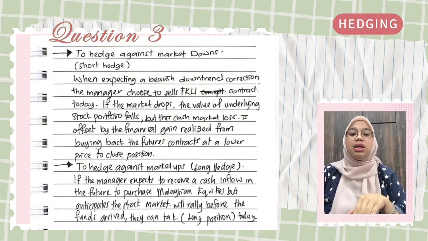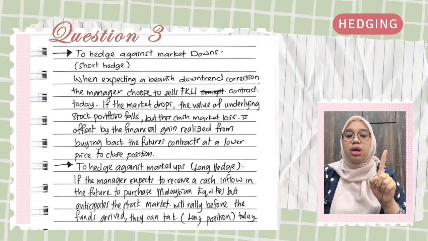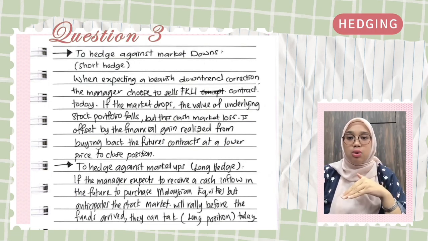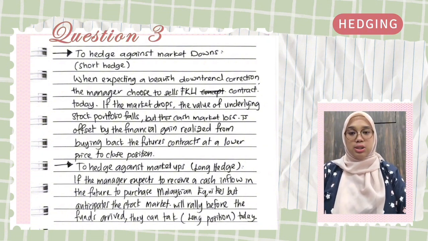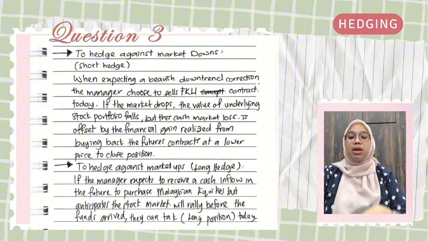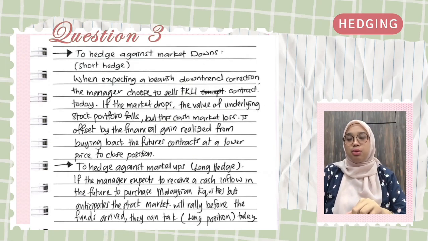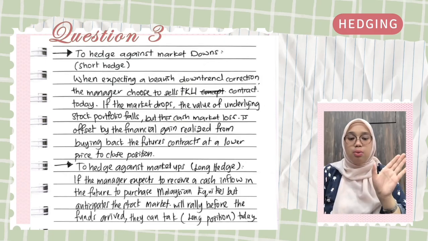So it basically comes down to two simple strategies. The first one, when we expect the market to go down, we use a short hedge. This is exactly what we just did in our calculations. We sell futures contracts so that if the market crashes, our futures profit can cover the losses on our actual stock. Second, when we expect the market to go up, we use a long hedge.